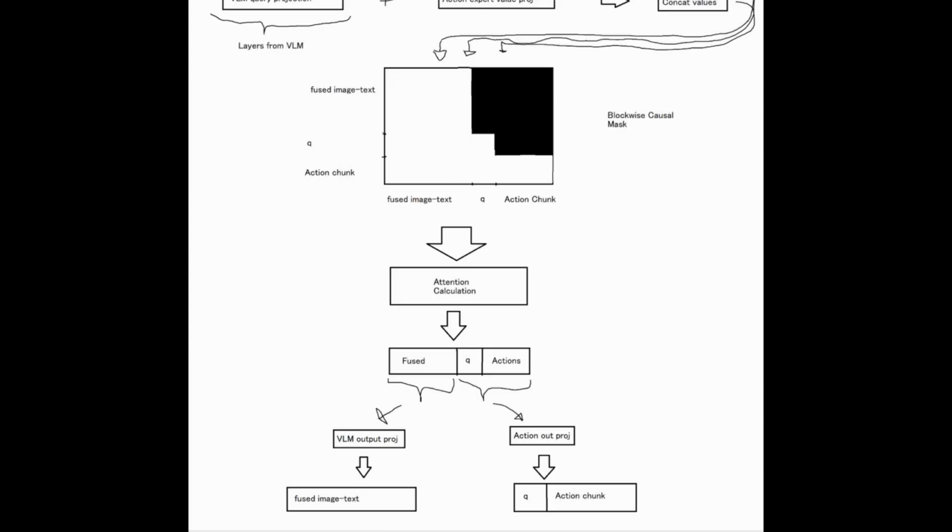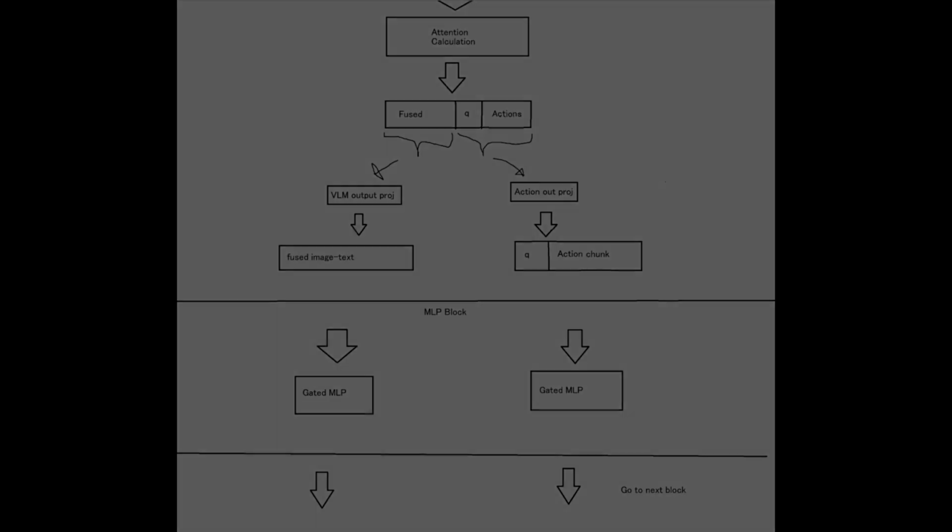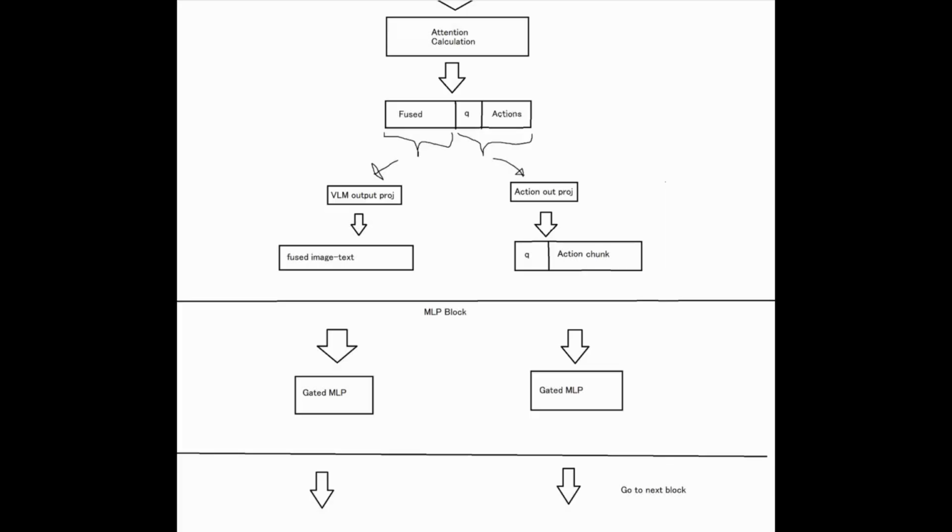From there, the standard attention calculation is done with this mask. Then the long resulting output vector is split back into the tokens corresponding to the vision language model and the tokens corresponding to the Q vector and actions. Each of those token streams are sent to their respective output projections, and the attention block is done. After the attention block, each of these streams get added to their residual, like normal for a transformer architecture, and then they both go to their own gated MLPs, with the action expert gated MLP being smaller than the vision language model's MLP, since they can make the action expert's dimensions lower.